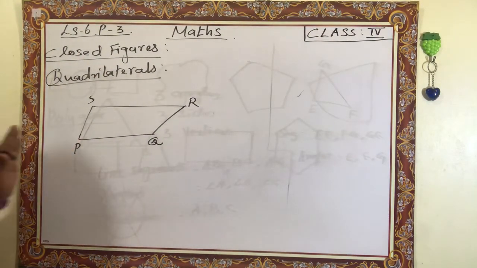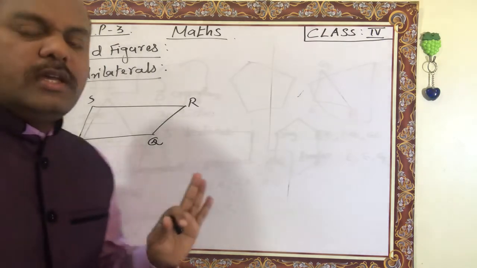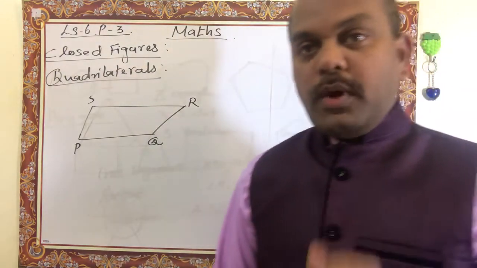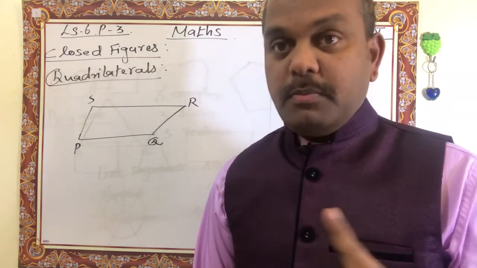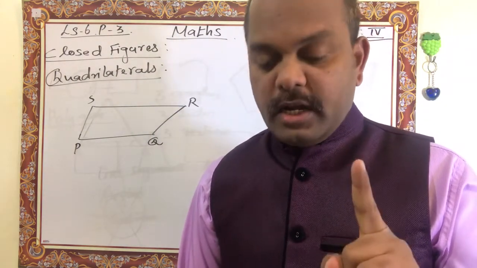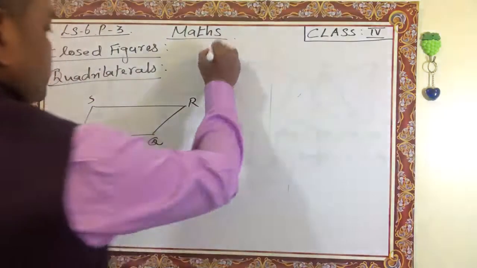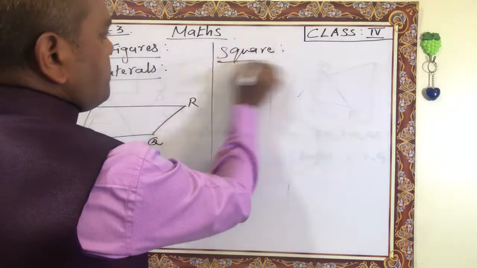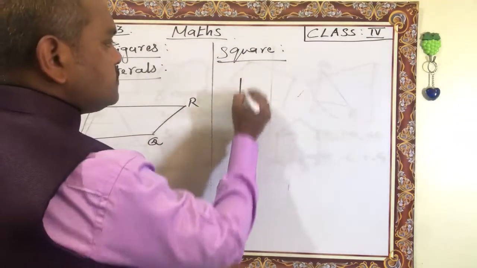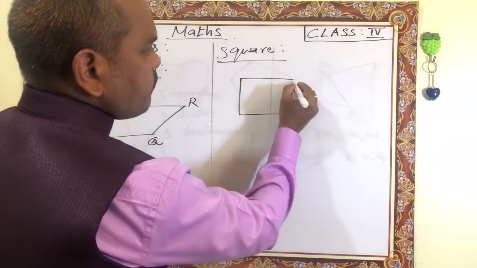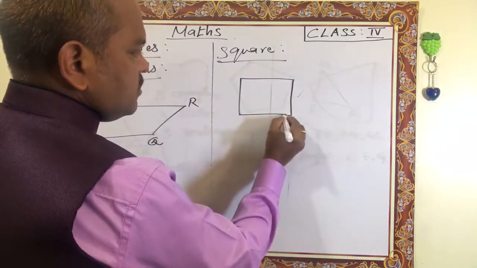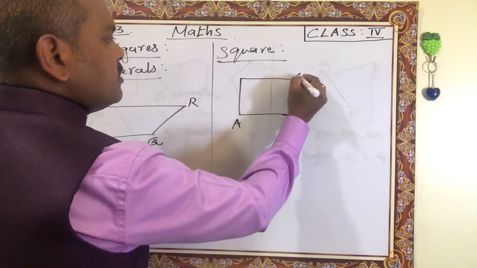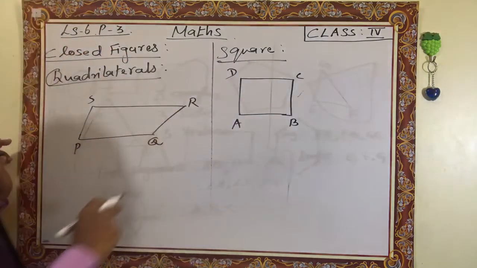So quadrilaterals we learned. Here, only two quadrilaterals we are going to learn. One is square. Square is also a quadrilateral, I will explain. And rectangle. Rectangle is also a quadrilateral. First let me explain square. Square. We can name it any name, A, B, C, D.